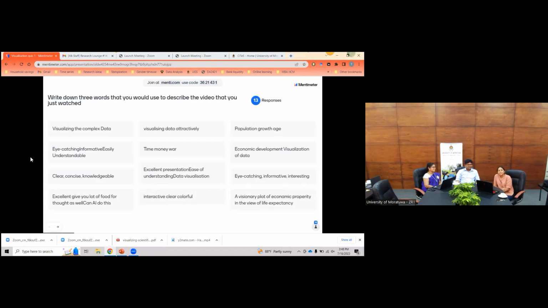Okay, so I think I mentioned write down 3 words. Some of you have gone a bit over the count. That's fine. Okay, so let's see. So we have quite a few responses already. This is just listing out the responses that we've got from the audience. So we have visualizing the complex data, visualizing data attractively, population growth, age, and so on.